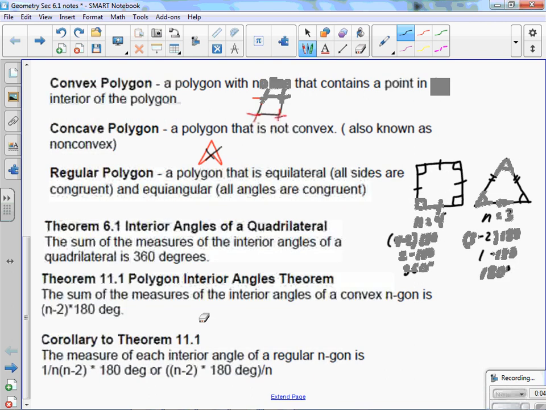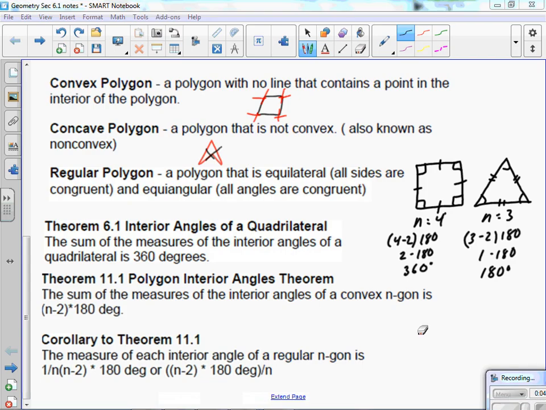Now we get to some theorems that will allow us to do calculations with these polygons. First, you got theorem 6.1, the interior angles of a quadrilateral theorem, which basically just tells us that the interior angles add up to 360 degrees. All right, so all the interior angles add up to 360 if it's a quadrilateral.